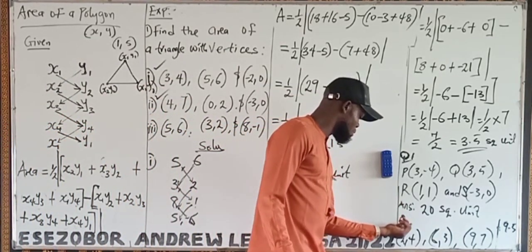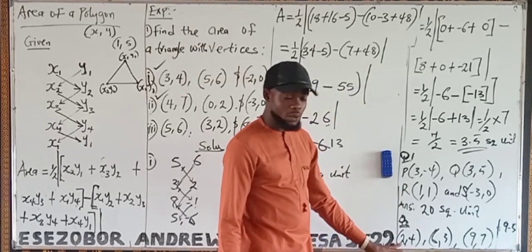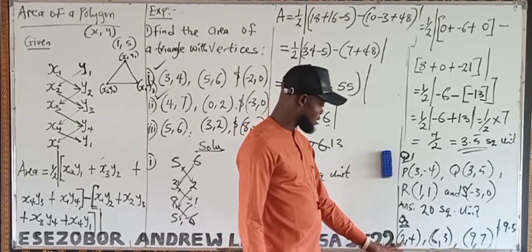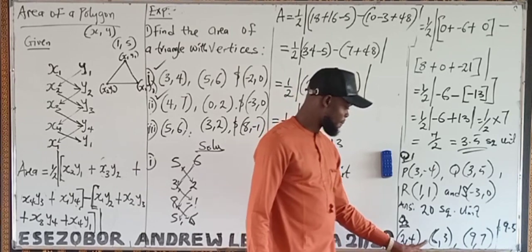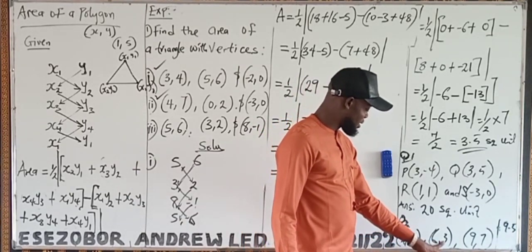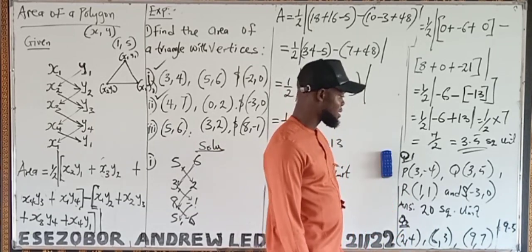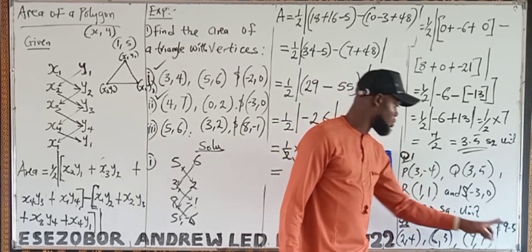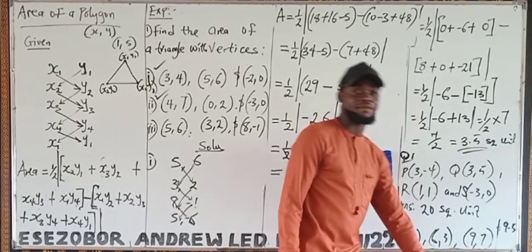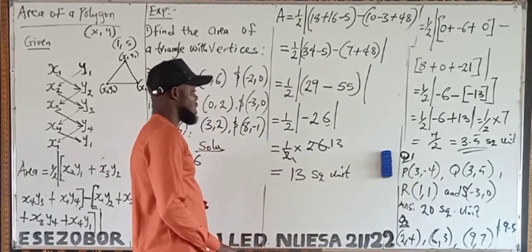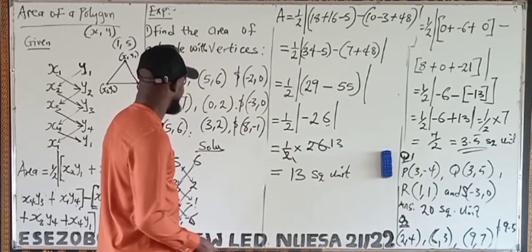Then question 2 is, find the area of a triangle with the following vertices: 2, 4, 6, 3, and 9, 7. We're going to do that. If you do it very well, the area is going to be 9.5 square units. That's what you have as your final answer.